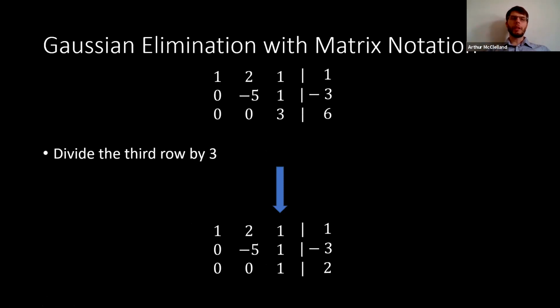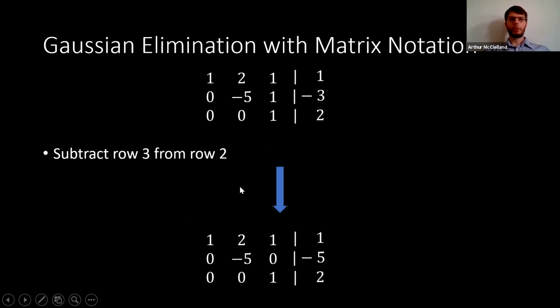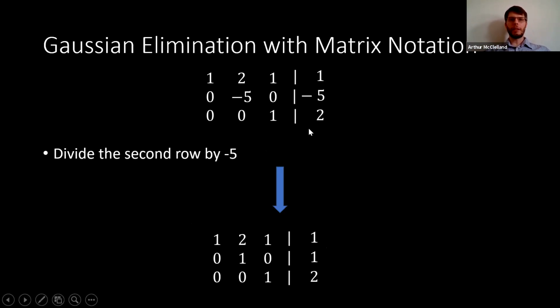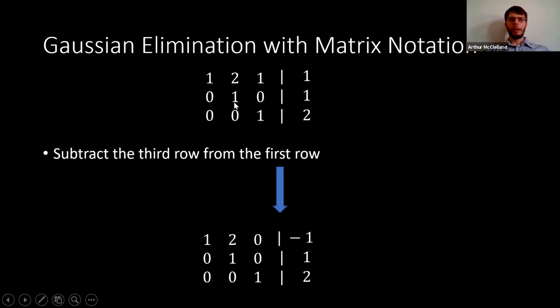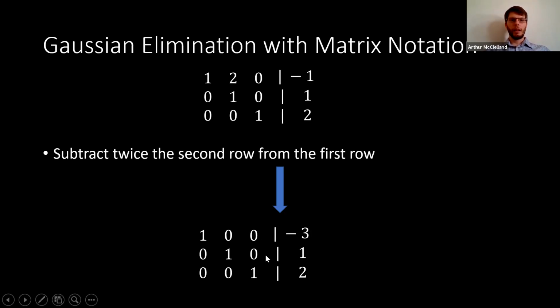All right, so we can push on with our back substitution. We can divide the third row by 3. So now we have z equals 2. We can subtract row 3 from row 2, and then divide both sides by negative 5. And so now we have y equals 1. And then we can subtract the third row from the first row, and subtract twice the second row from the first row.